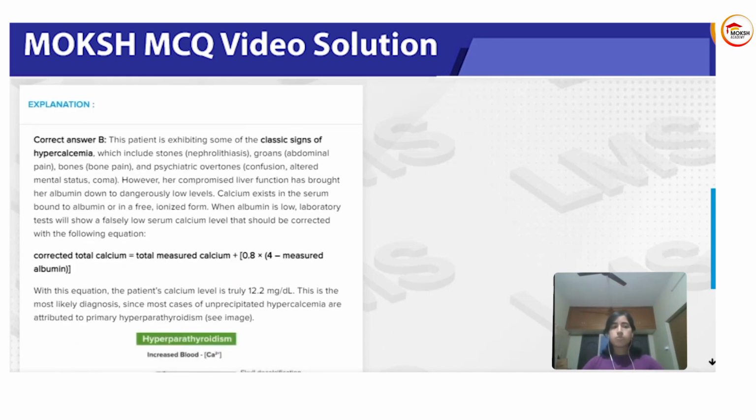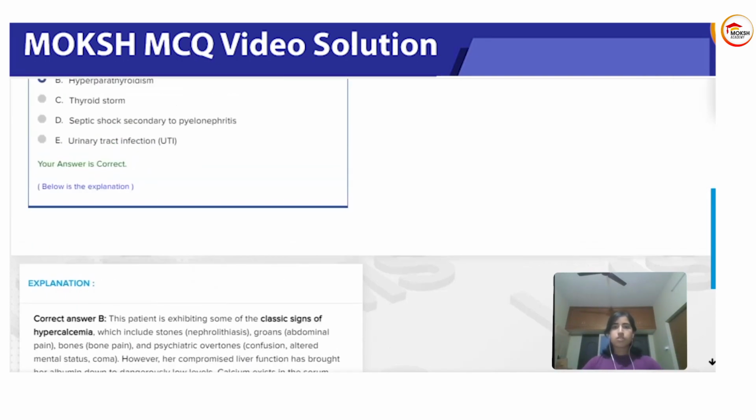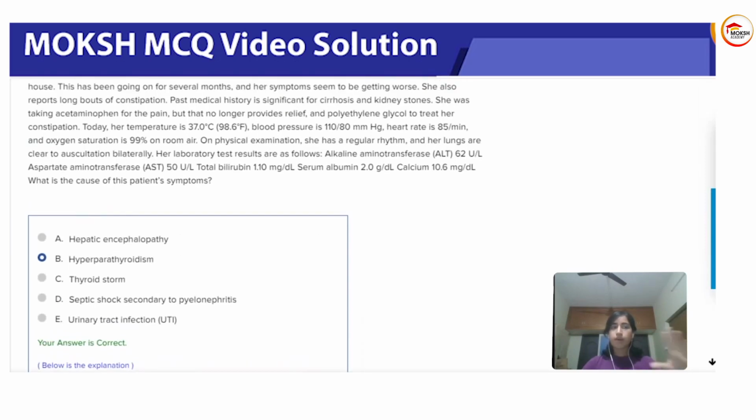So the relationship you have to understand is that for every decrease in 1 gram per deciliter of albumin, in this case it's 2, so from 4, that's 2 gram per deciliter, you add 0.8 to the calcium value to get the corrected calcium. It's the inverse for an increased albumin level. If there's an increase in 1 gram per deciliter of albumin, for every 1 gram per deciliter, you subtract 0.8 from the calcium to get the corrected calcium value.